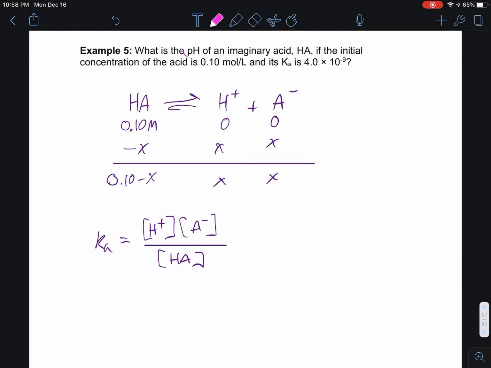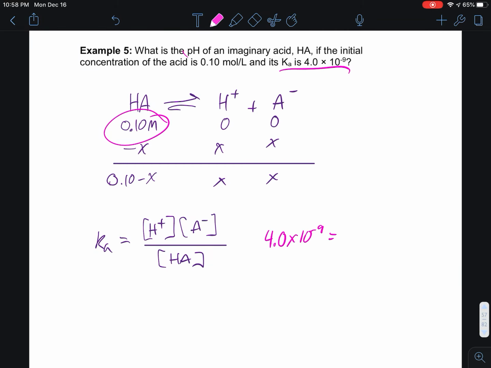And this one I just sort of stopped at a certain point. So what is the pH of an imaginary acid? Oh, actually, let's do this question together. So what is the pH of an imaginary acid, HA, if the initial concentration of acid is 0.1 and the Ka is 10 to the negative 9? All right, so I set up my equation. I have only one value and I have a Ka, so I'm going to have to do some work here.